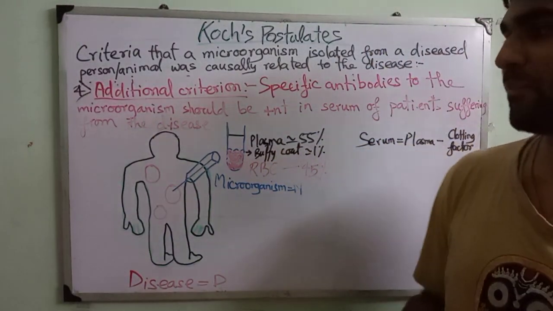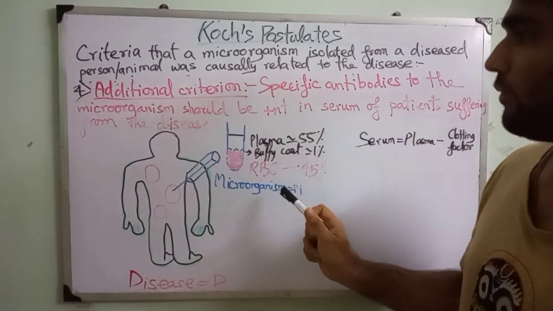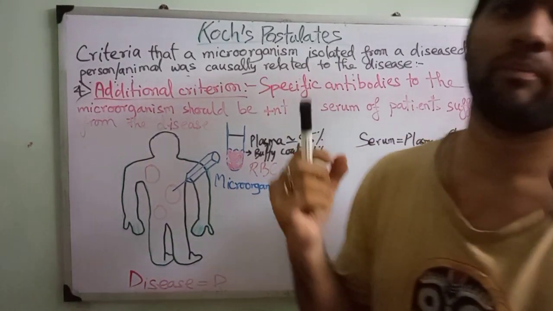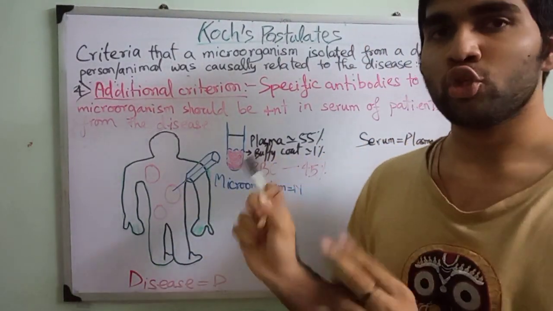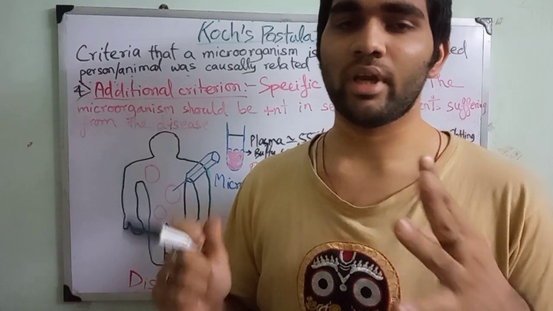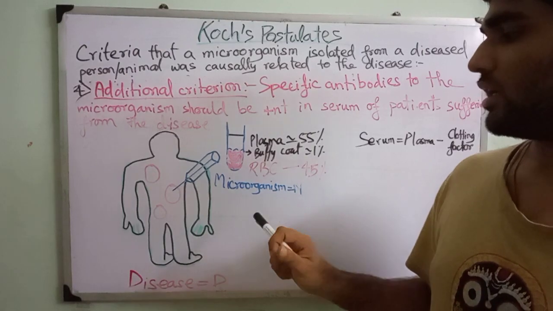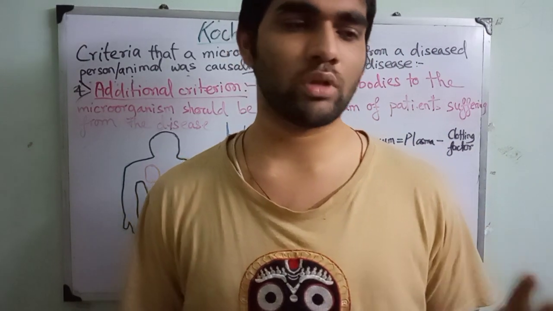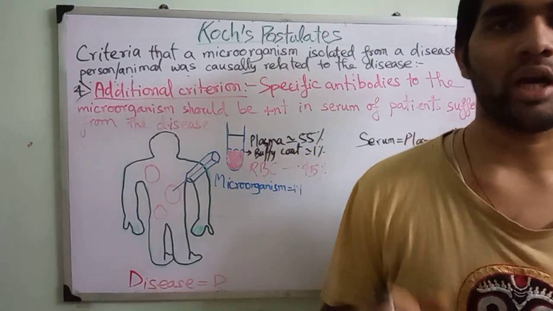So in the serum of the patient suffering from the disease, specific antibodies to the microorganism M should be present in the serum of the patient suffering from the particular disease D. If all these conditions are met, then it can be justified that the microorganism is related to the disease D. But there are some exceptions to the Koch postulate, and some bacteria which do not obey the Koch postulate are, I will show you.